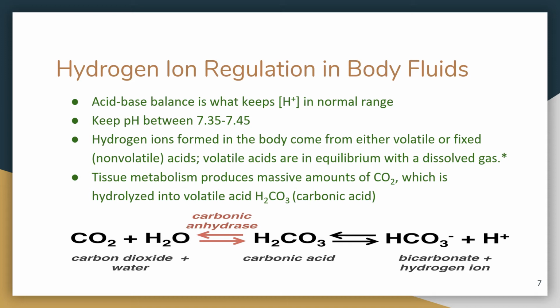Okay, so again, we want to keep the acid-base balance, which is what helps keep the pH, or the hydrogen ions, in the normal range. That number, we just can't say it enough times, but you need to know that. So hydrogen ions formed in the body come either from a volatile or fixed, which is also considered non-volatile, acid. Volatile acids are in equilibrium with a dissolved gas.